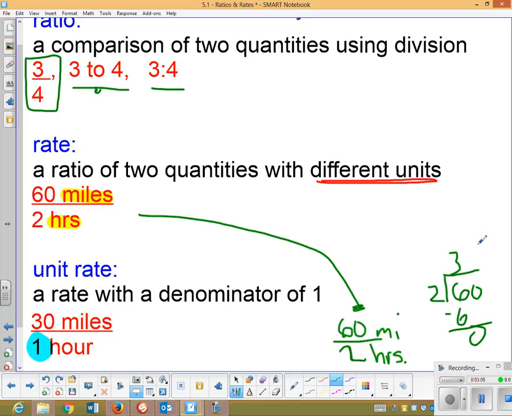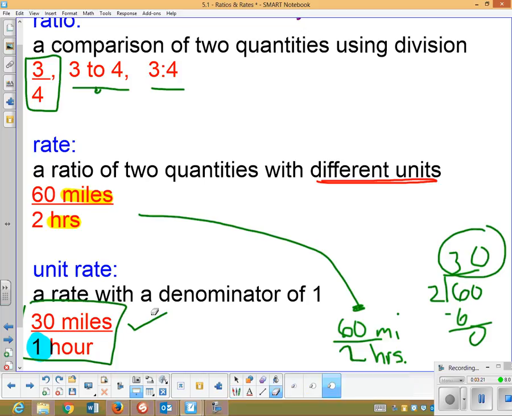It's a ratio. But I have your definition I need you to write down. A ratio is a comparison of two quantities. Now, if you look here, I have a fraction of 3/4. It's talking about two quantities, two values, using division. So a ratio is basically a fraction.